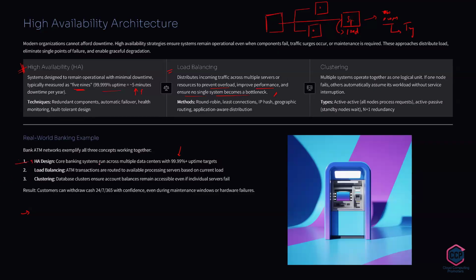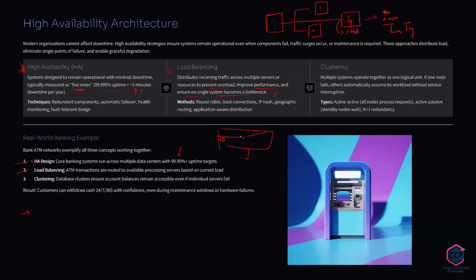For load balancing, ATM transactions are routed to an available one. There are many ATMs. There could be one here, say CB Bank, and another ATM on the next street, and another on the next street. There could be 50 or more within a state.